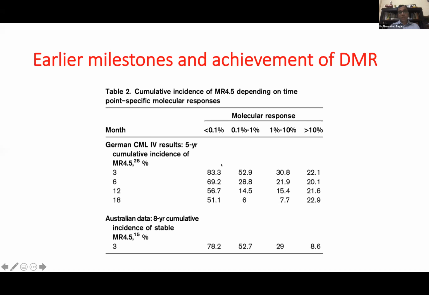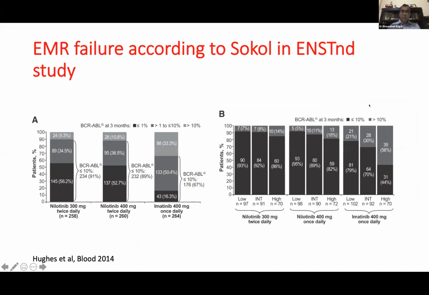Similarly, the more time you take to achieve the deeper levels of responses, your chances of achieving a deep molecular response go down. So this kind of predicts what you are going to achieve at long-term interval based on the early responses. And similarly, you can see here the achievement of a DMR, MR 4.5, at different EMR levels. So at 3 months, if you achieved EMR, your chances of achieving it is 30% as opposed to less than 10% if you have not achieved that.